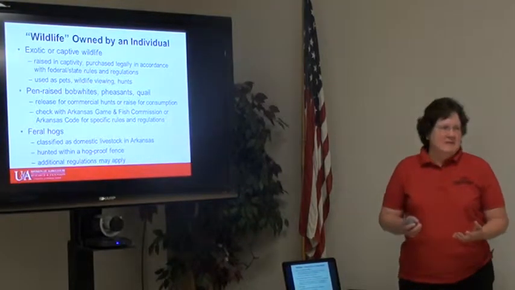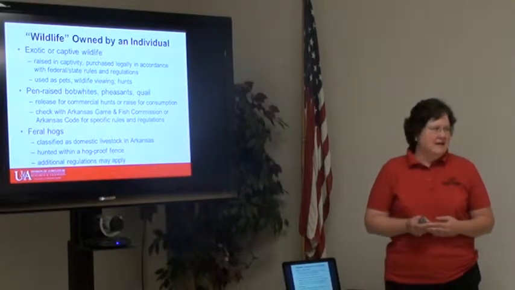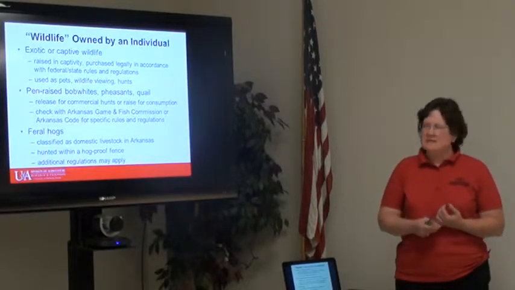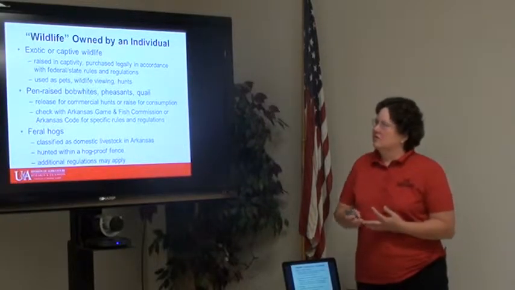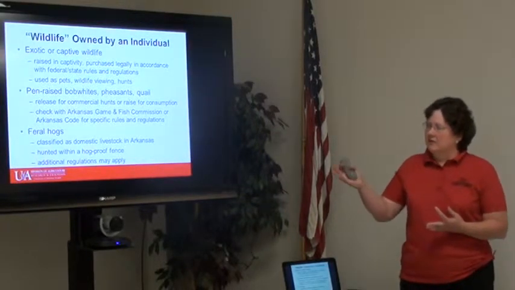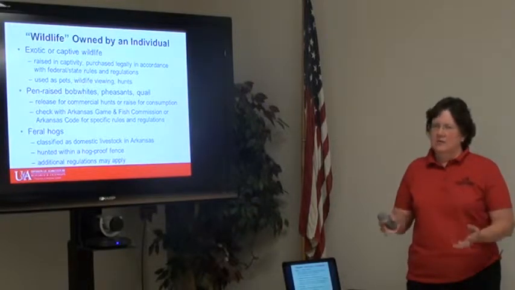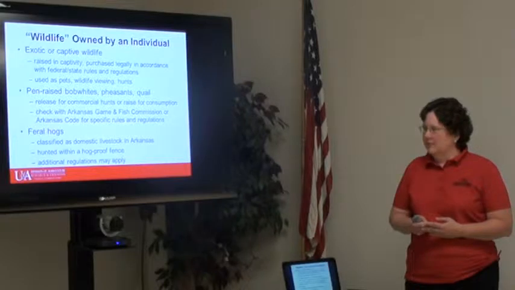There are some wildlife species, though, that you might argue are, quote, owned, if you will, by the individual. There are exotic species or captive species. If you go into a pet store, you can find some of these that have been raised in captivity, and you can purchase them legally and own them. There are also those animals that you can use as pets, wildlife viewing. Some people go on hunts, for example, the pen-raised bobwhites that are released, and then you go out and hunt those. And you do need to check with your state agency, because oftentimes there are specific rules and regulations about those kinds of enterprises.